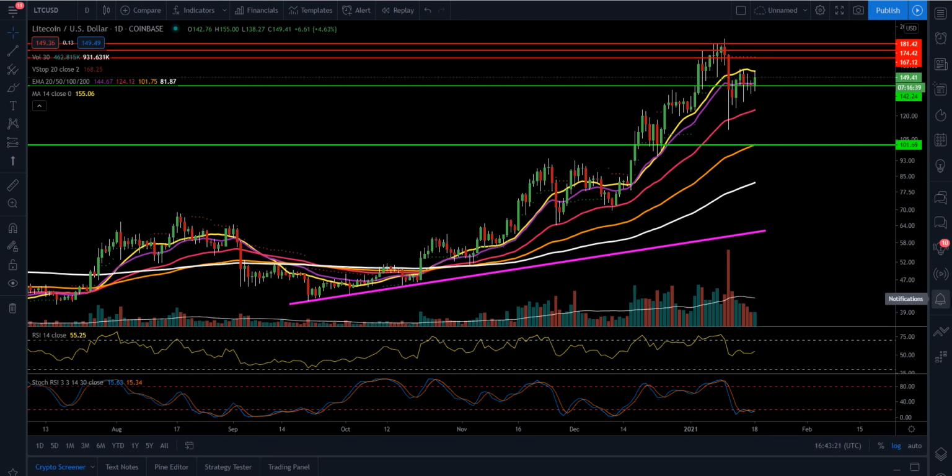I want to bring you all an update today of Litecoin. Right now we're sitting at $149.41. We're up about 5%. What I want to do is really look at the price action of Litecoin today.